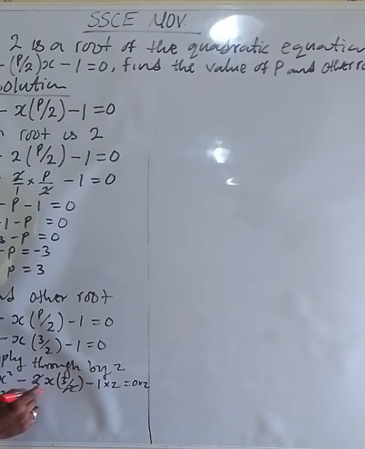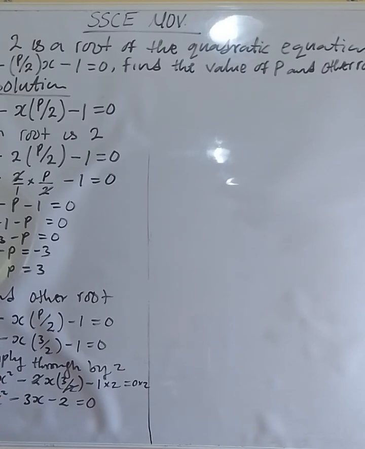So it will now give us x times 3, 3x minus 2 equals 0. Do you understand that now? So now we have a quadratic equation.